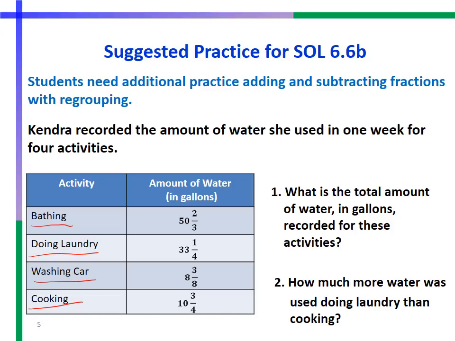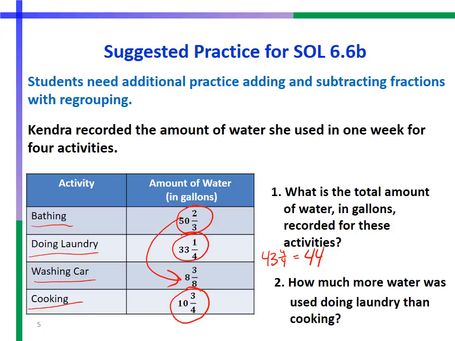Our very first step for this is let's go ahead and add the mixed numbers that already have common denominators. So I'm going to figure out 3 1/4 and 10 3/4. They both have a denominator of 4. So when I add these 2 together, I get 13 4/4, which is the same as 14 gallons. Now I need to go ahead and add 50 2/3 plus 8 3/8.